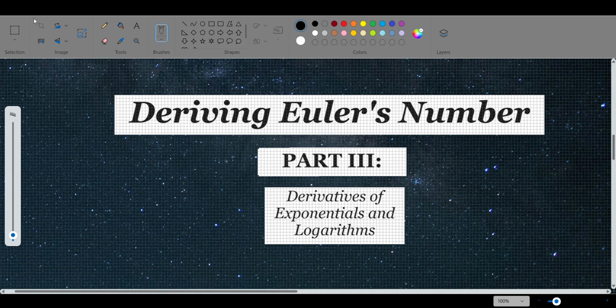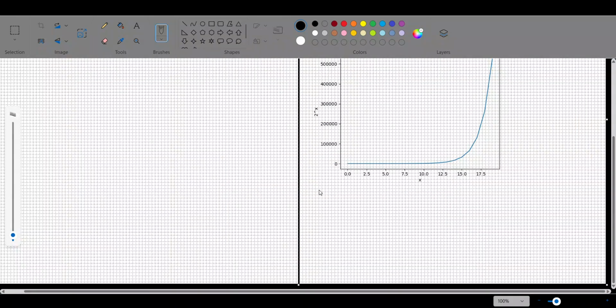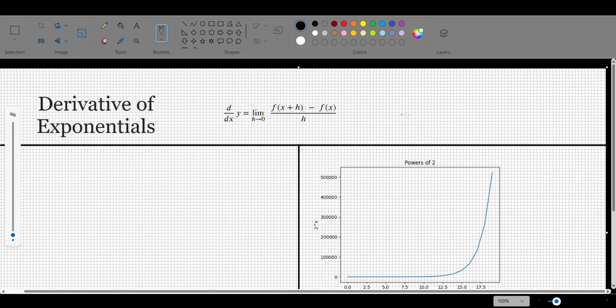Okay, so for now, let's start off with our first topic for today, which is finding the derivative of exponentials. Now, we had discussed exponentials in the first video of this video series. An exponential is just an expression of this kind, like y is equal to b raised to x, right? Where x is the exponent, b is the base.